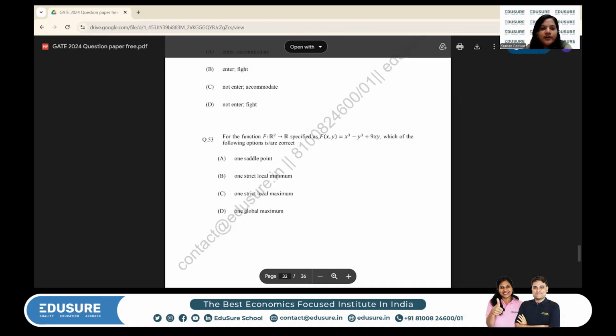IIT GATE 2024, question number 53. For the function f going from R2 to R, specified as f(x,y) equals x cube minus y cube plus 9xy, which of the following options is or are correct? Okay, so we have a function of two variables.